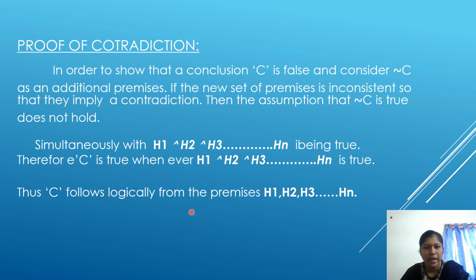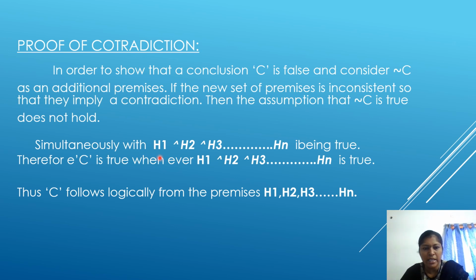Proof of contradiction. In order to show that a conclusion C is true, we take negation C as an additional premise. Here we are taking the conclusion C as false. We are adding an additional premise, that is negation C. Negation C means C is false, so negation C comes under true. Then the new set of premises is inconsistent. So the assumption that negation C is true does not hold.